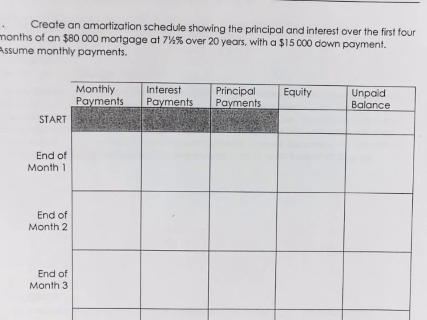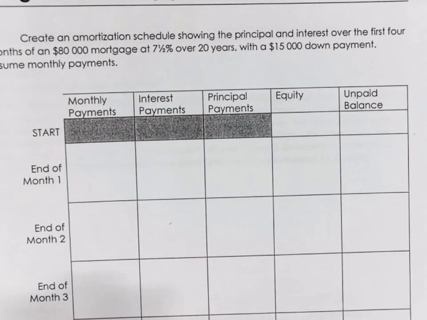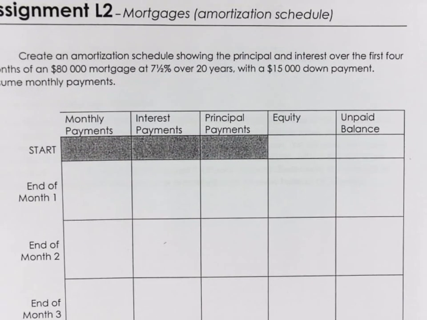So you're going to amortize over a certain period. These are called amortization schedules. Like I said, we have spreadsheets and computer programs that will do them, but you need to know how to do the math behind it. So we're going to create a schedule showing the principal and interest.